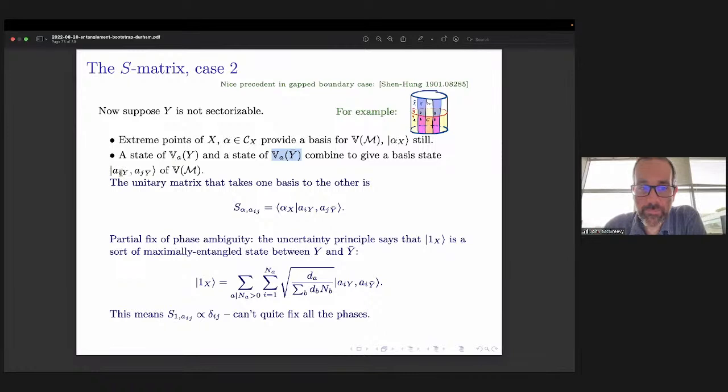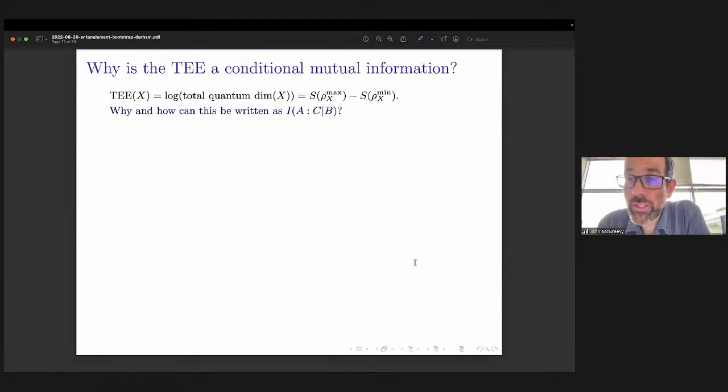Now the unitary matrix that takes one to another is the overlap between this state with a single label on X and this more complicated thing on Y, which has two indices. So the S matrix has more labels. And again, we can partially fix the phase ambiguity. That shows that there's this unitary matrix which is related to the usual notion of S matrix.